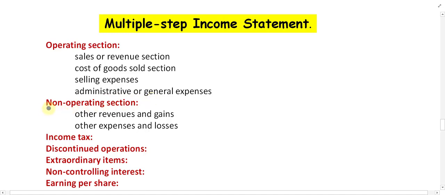Then the second section is non-operating section, non-operating revenue and non-operating expenses. After that, we have income tax section. But as income tax section, we have discontinued operation. What is discontinued operation? It is not the time to discuss this one. Inshallah, I will discuss in the next videos. Right? Extraordinary items, non-controlling interest, and earning per share.